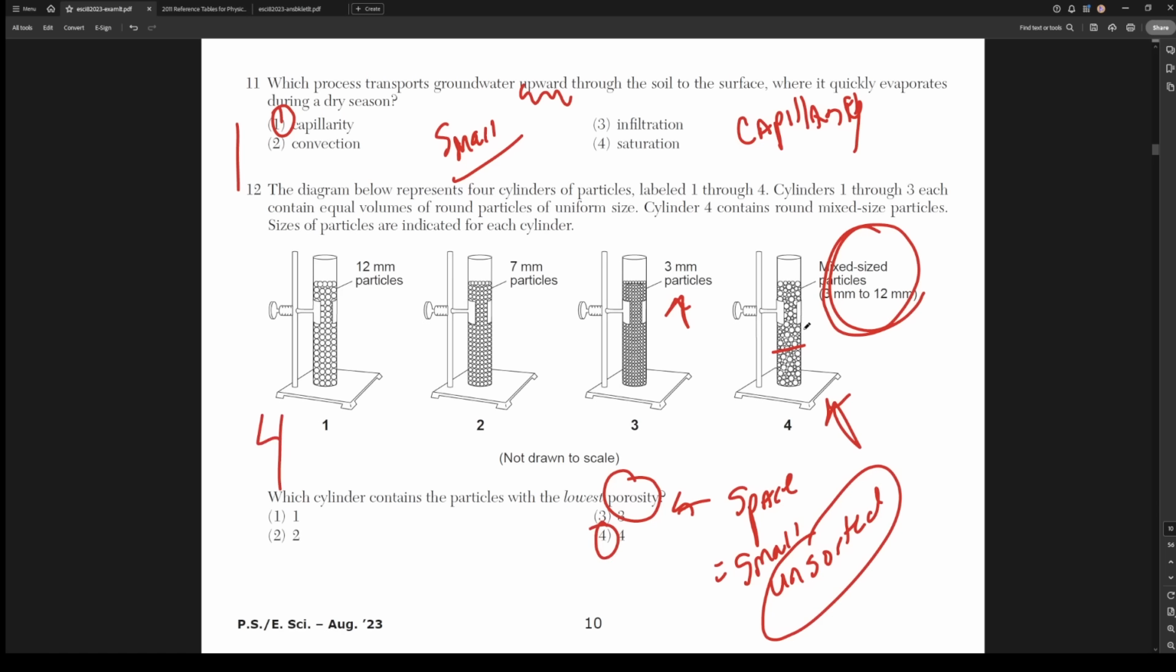The small particles fill in the gaps of the big ones. So that's the best one.